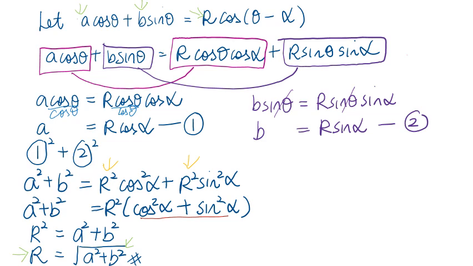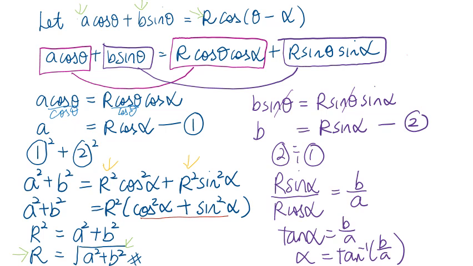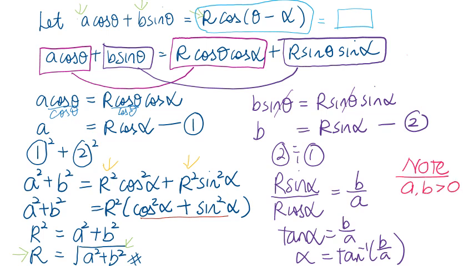So the next thing is that I need to find alpha. So I'm going to take equation 2 divided by equation 1, and I'll have tangent alpha equals b over a, so alpha will be tangent inverse b over a. So if I know the values for b and a, I'll be able to find alpha. So with all these values that I find out, I can just plug it into here, and then let this equal to whatever value that I'm given, and I can just solve it. Okay, so this is called the R formula.